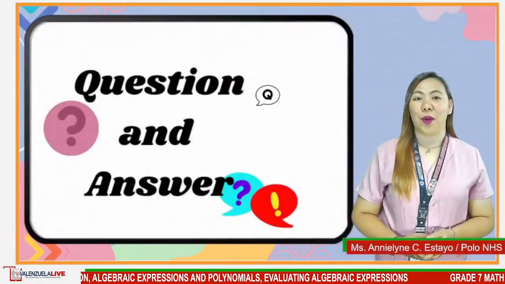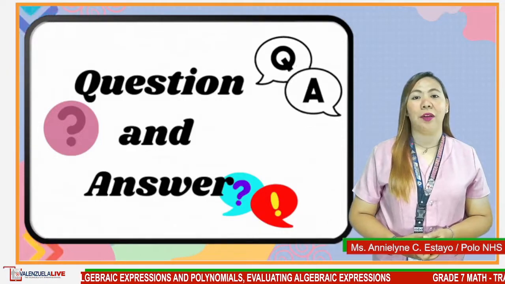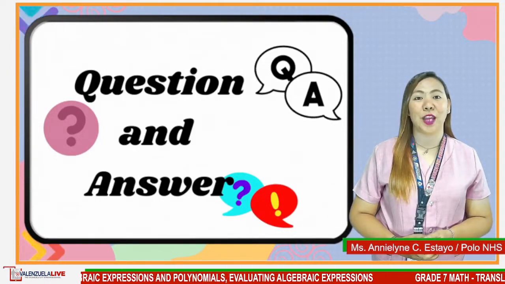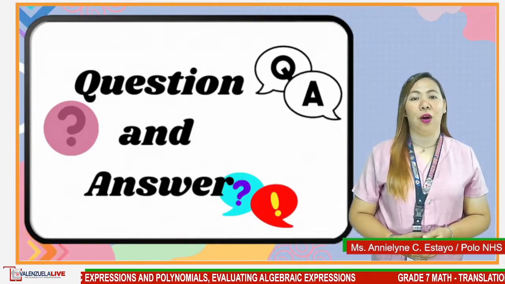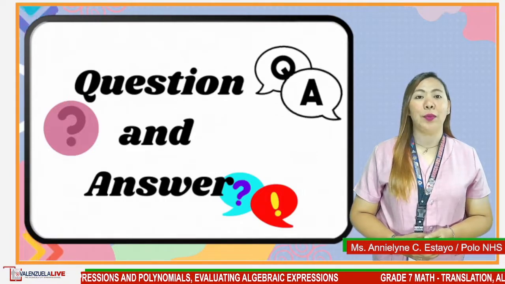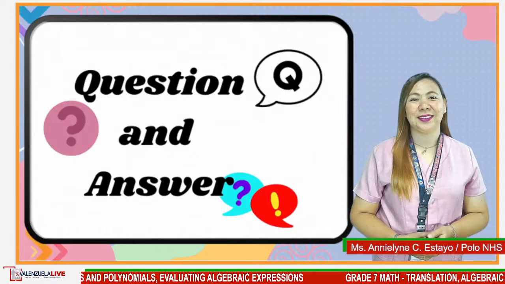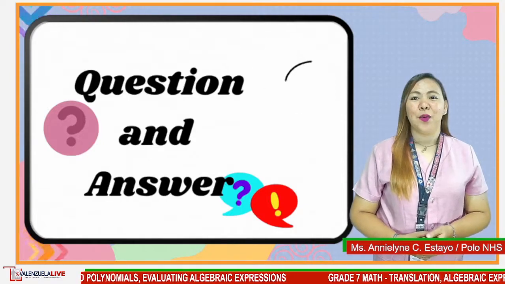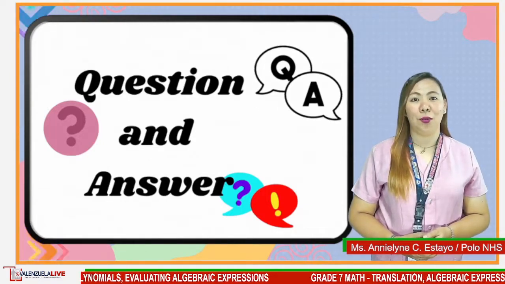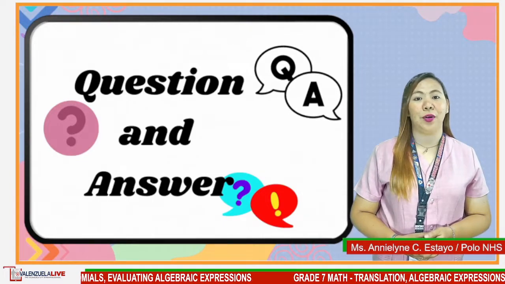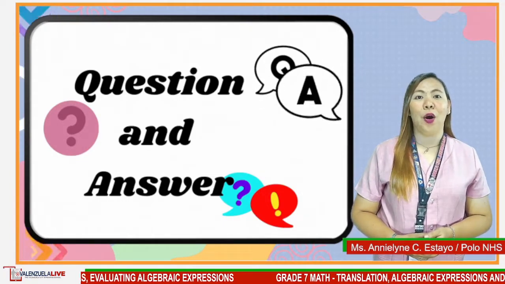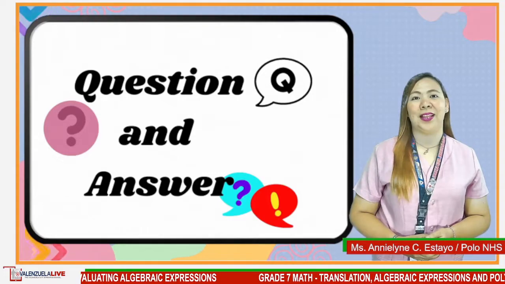For the first question, coming from our random viewer in the comment section, what do we call a polynomial with more than 3 terms? We simply call a polynomial with more than 3 terms a polynomial or a multinomial.